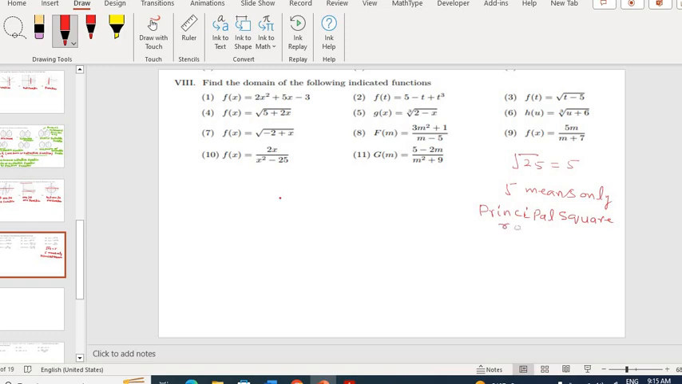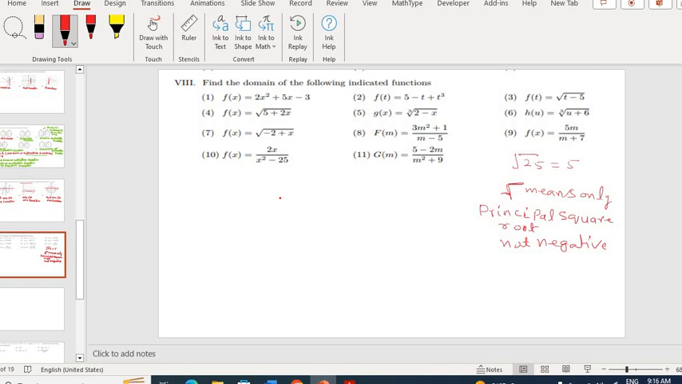Principal square root means no negative term. That means we will not take the negative term, not minus. Square root of 25 means plus 5, not minus 5, because we are dealing with this symbol. That one is called the principal square root.